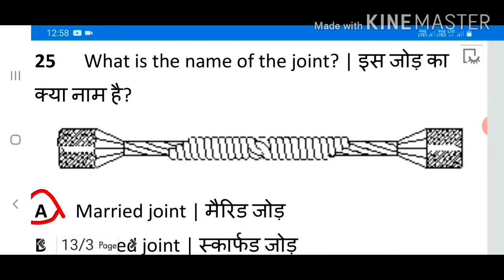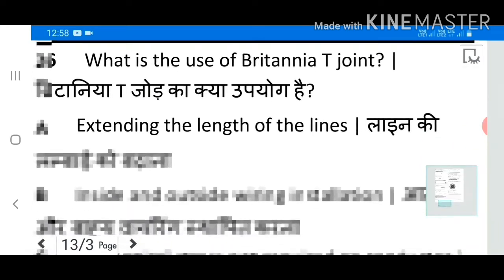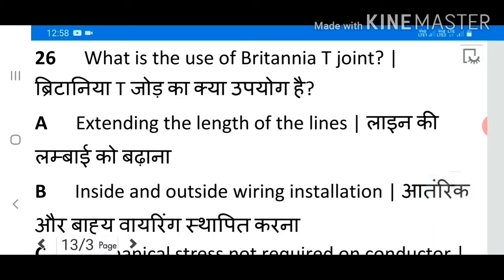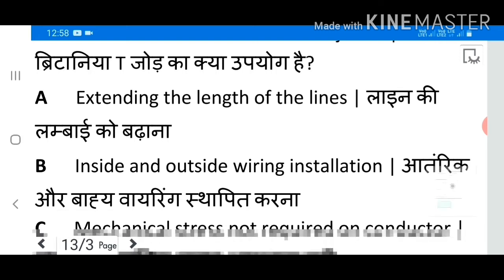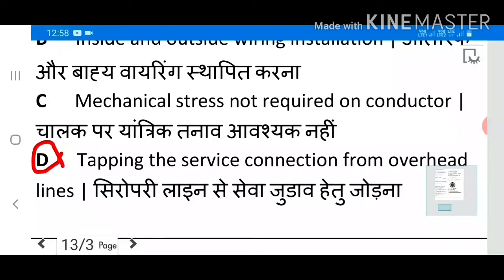25. What is the name of the joint? Answer A. Married joint. 26. What is the use of Britannia T-joint? Answer D. Tapping the service connection from overhead.